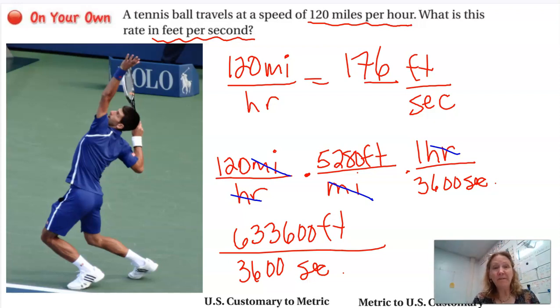And that is really fast, right? If a tennis ball is going 120 miles per hour. Okay, good luck with the homework.